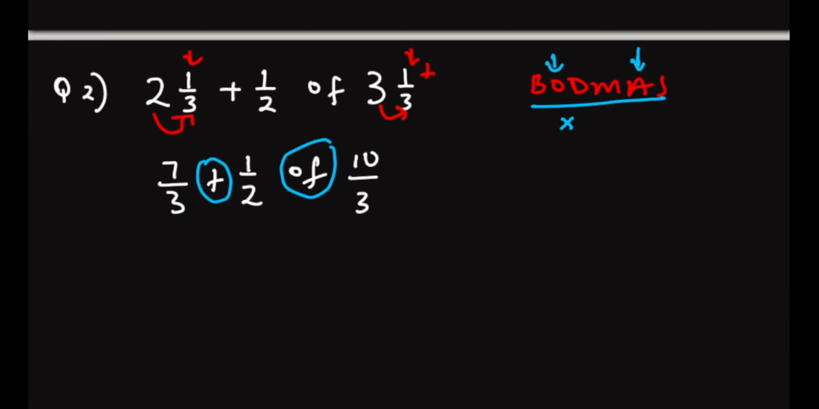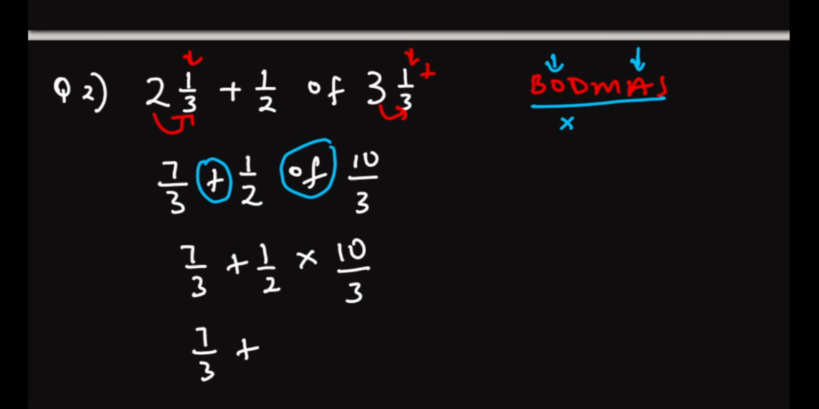And we are going to have 7 over 3 plus 1 over 2 times 10 over 3. So we solve this over here first because of the "of". Now, that means we repeat the 7 over 3. So 7 over 3 plus, then we come here to multiply.